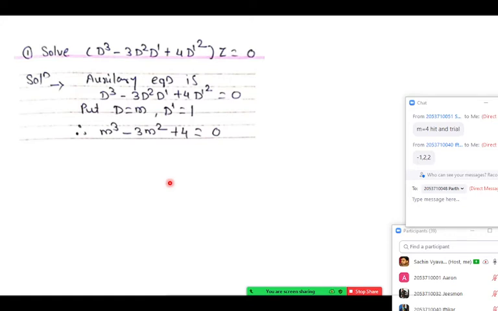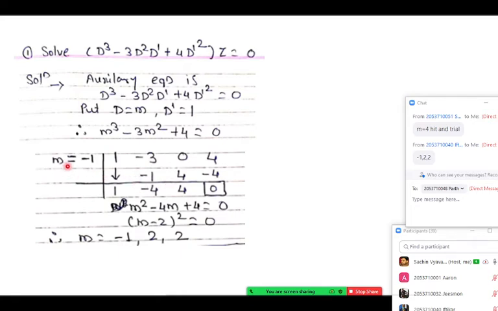A number of choices are there. The choice is yours. I generally prefer synthetic division. I got minus 1 as a root here by hit and trial. So write the coefficients in decreasing order: 1m cube minus 3m square plus 0m, since nothing is there, plus the constant 4. The first coefficient is taken as it is, then multiplied and added, and the last term should be 0. So the second quadratic equation is m square minus 4m plus 4, which becomes (m minus 2) whole square, and we get minus 1, 2, 2. These are the three roots of the auxiliary equation.